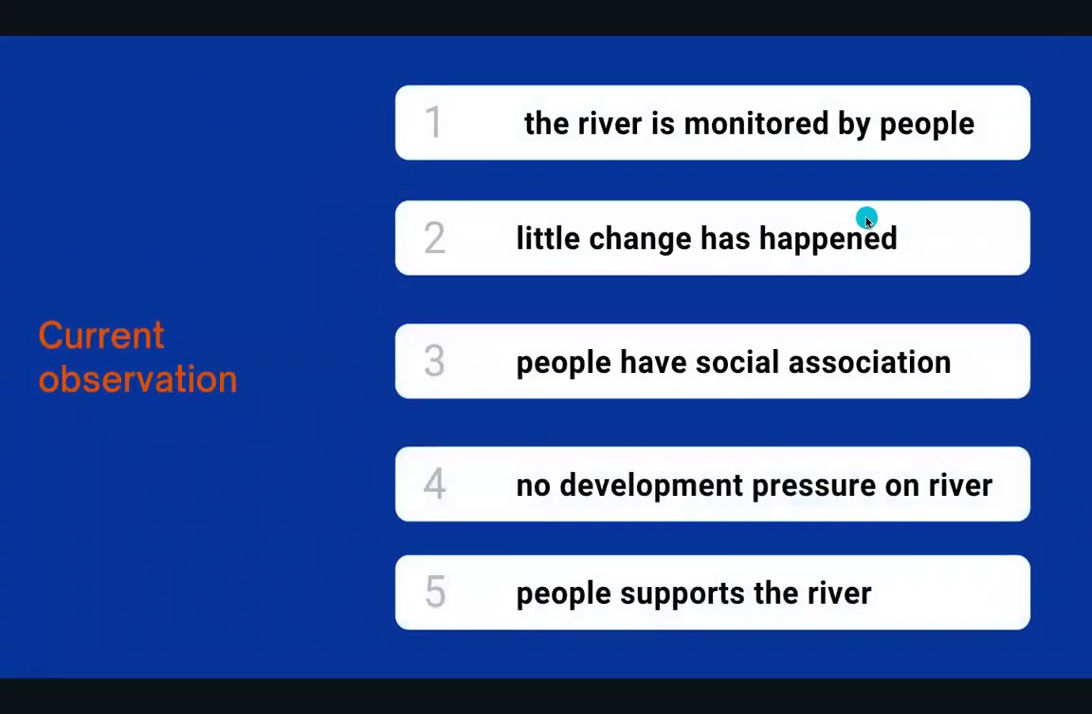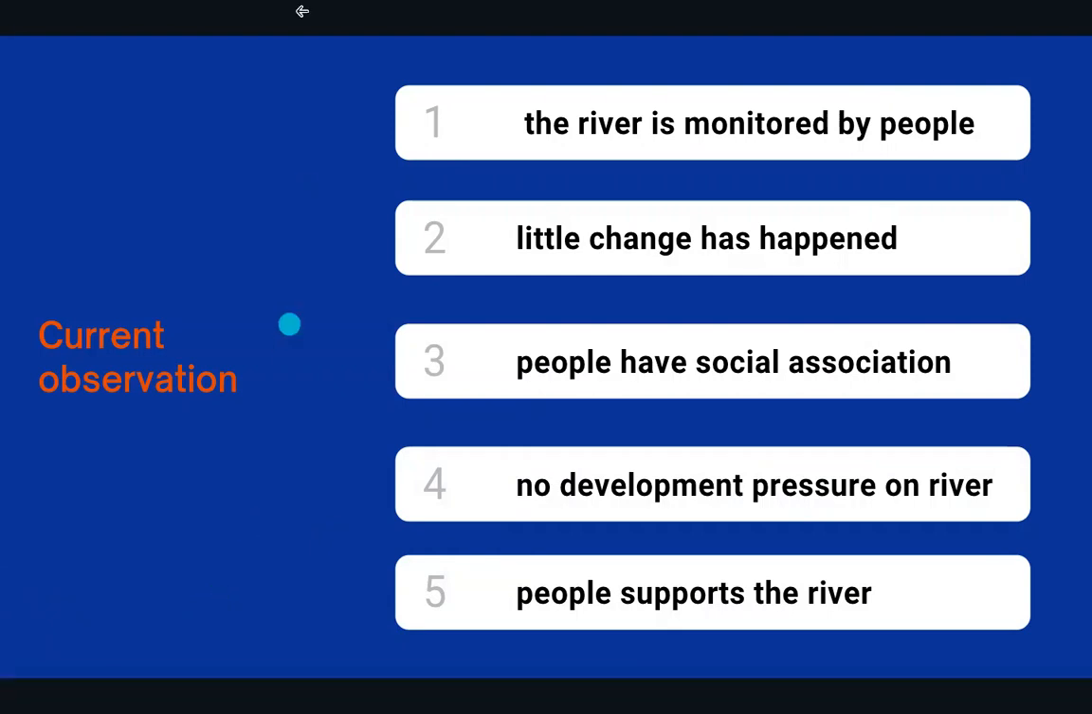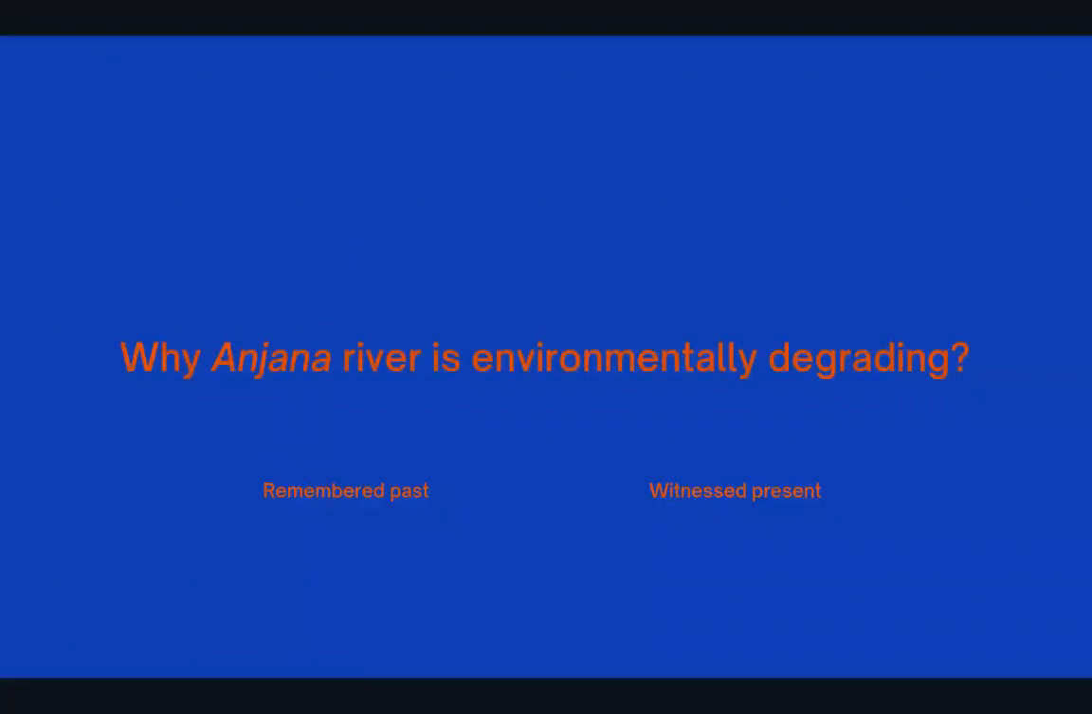So when I started this research, my observation was that the river was easily monitored by people. Little change has happened in the last 20 years, people have social association with the river, there is no development pressure on the river, and people support the river. So the question remains: why is the Anjana River still environmentally degrading?